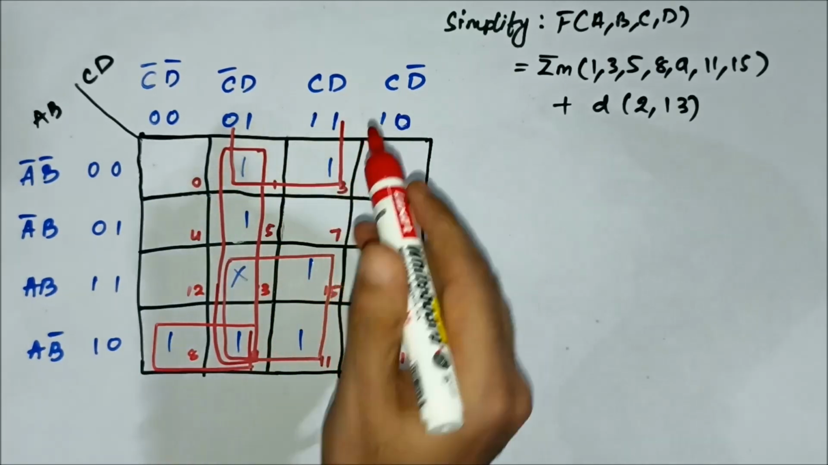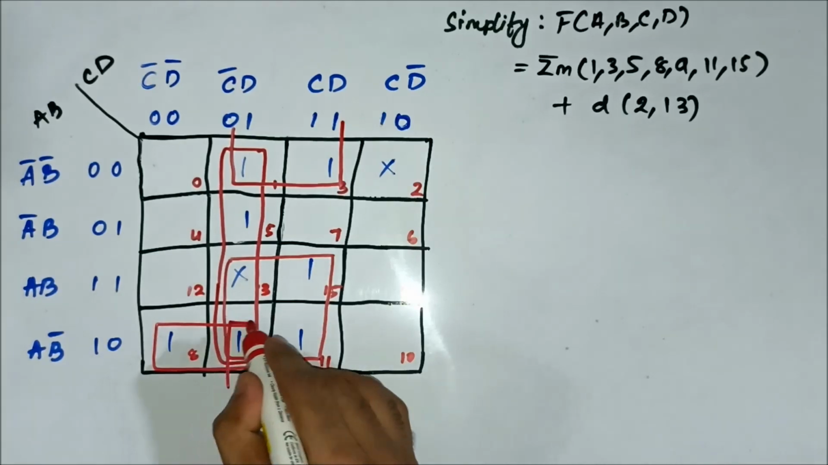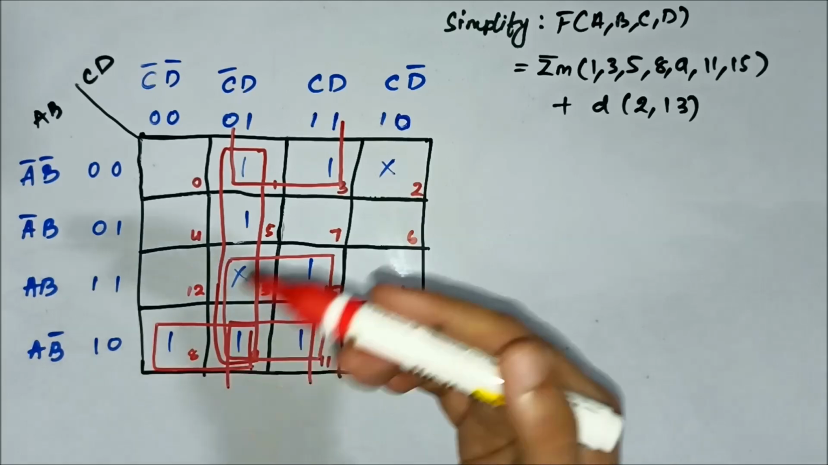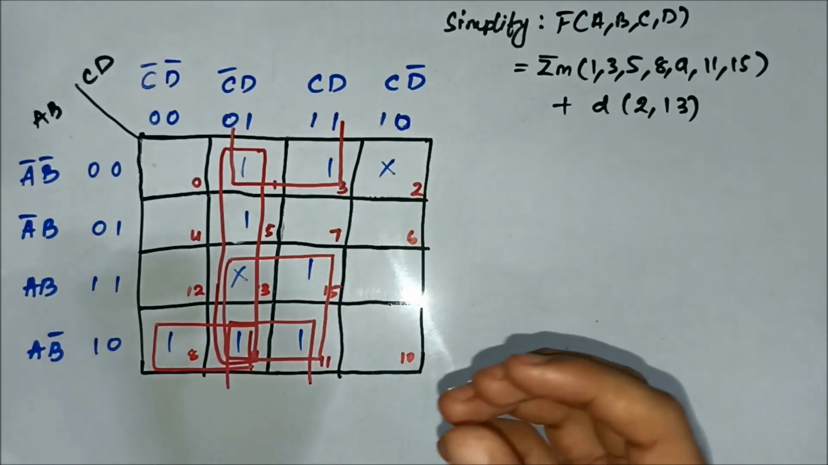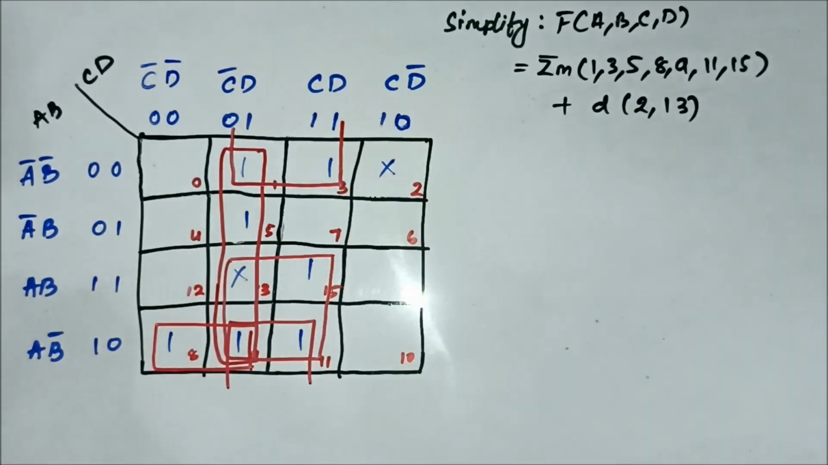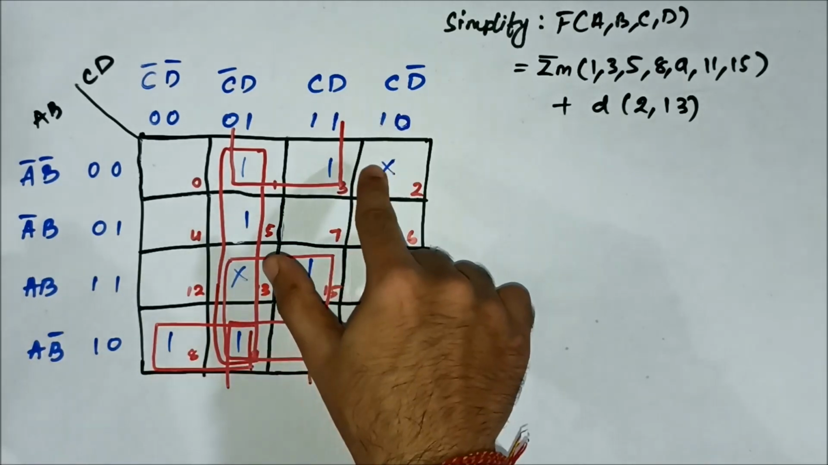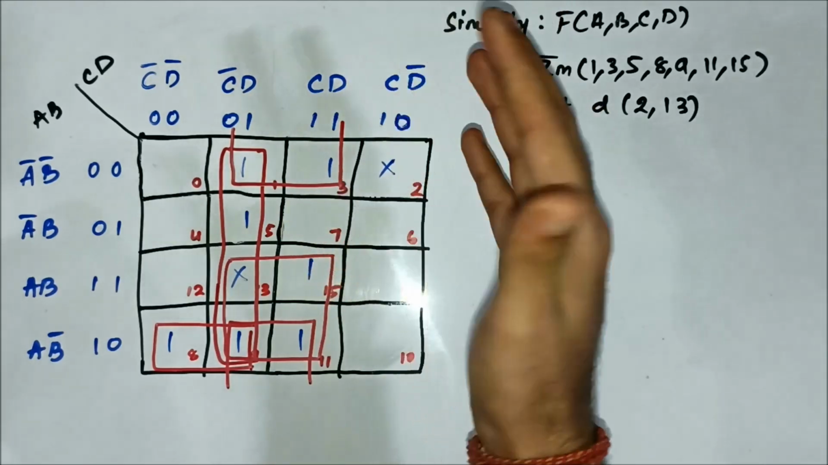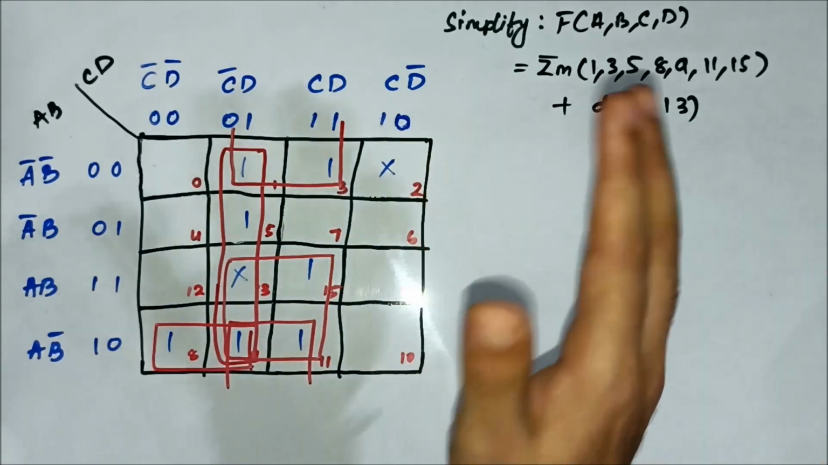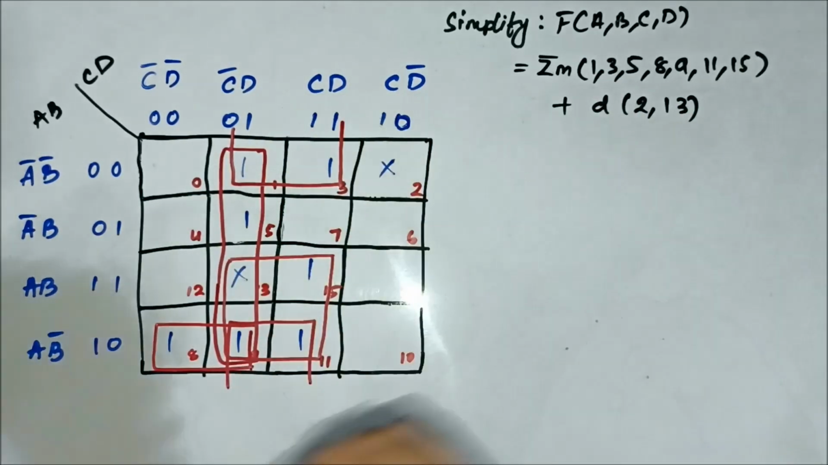So you remember the rules of group formation: minimum number of groups, maximum number of elements in each group. Always the priority is given to a higher member group, that is first octets, quads, then pairs, and 2 to the power n marked cells can be there in each group. As per those rules we have formed the groups. Now if you pay attention, cell number 2, which is marked as X, is not included in any of these groups, so it is left behind. There is no need to form any group.